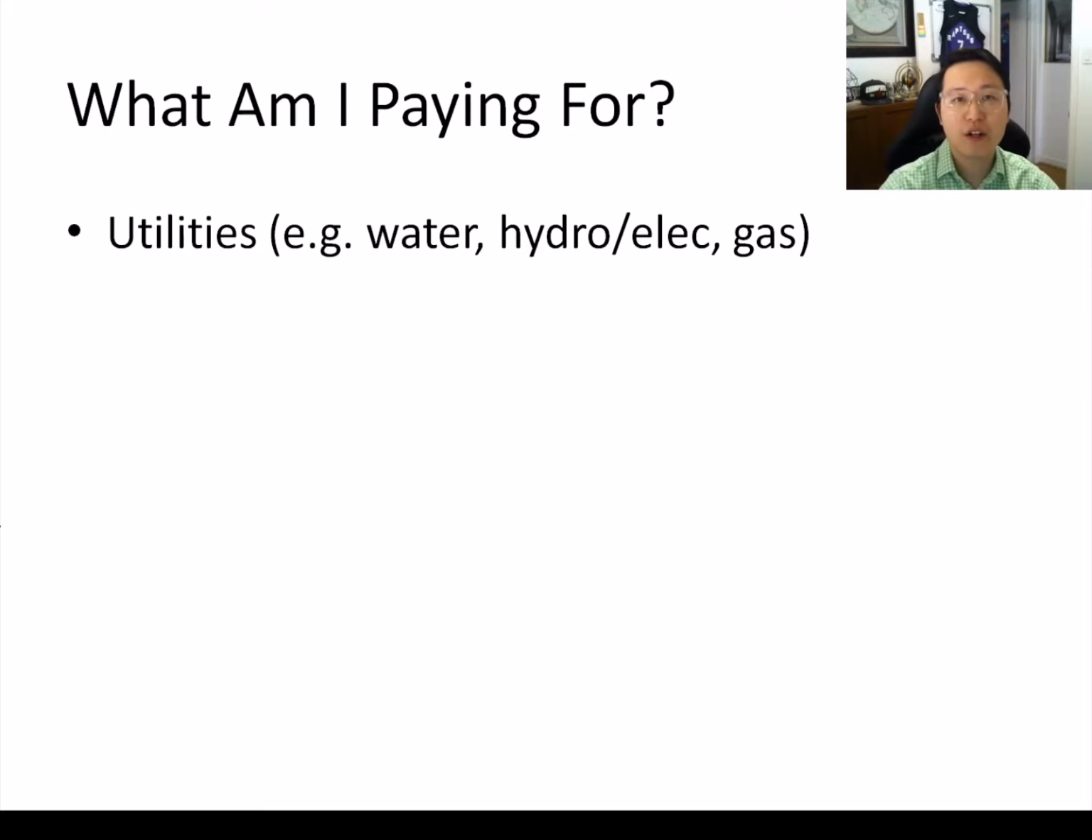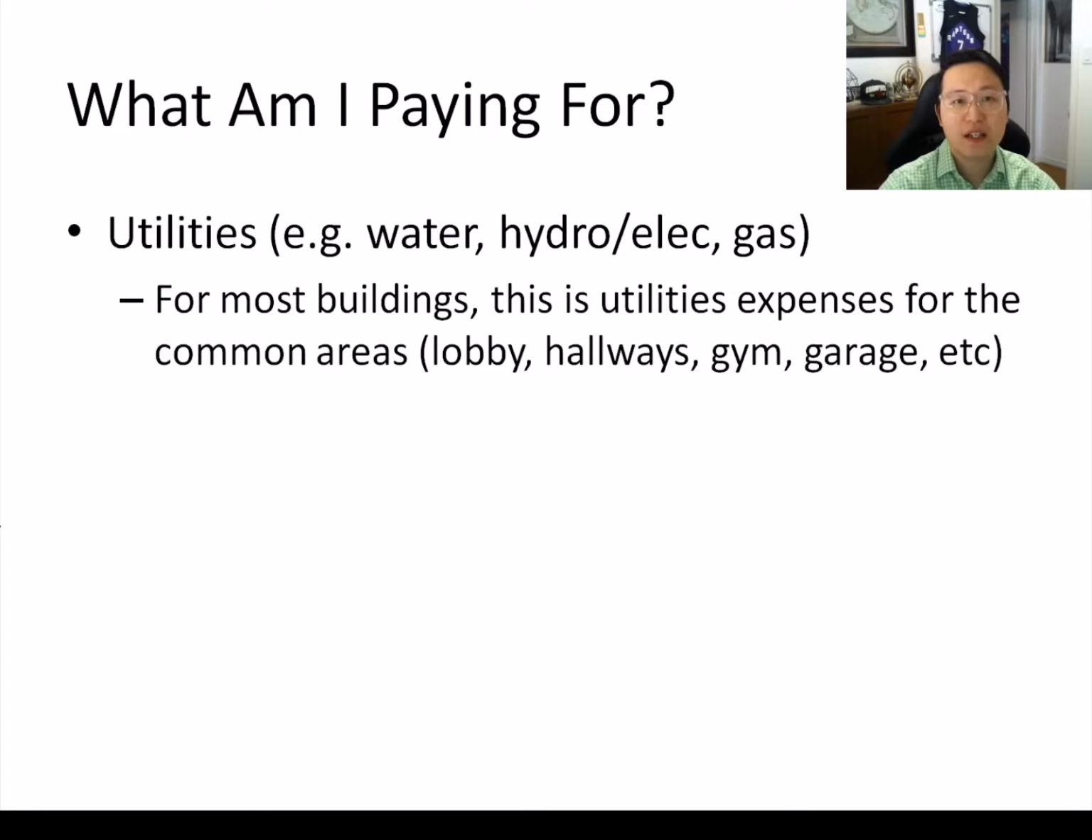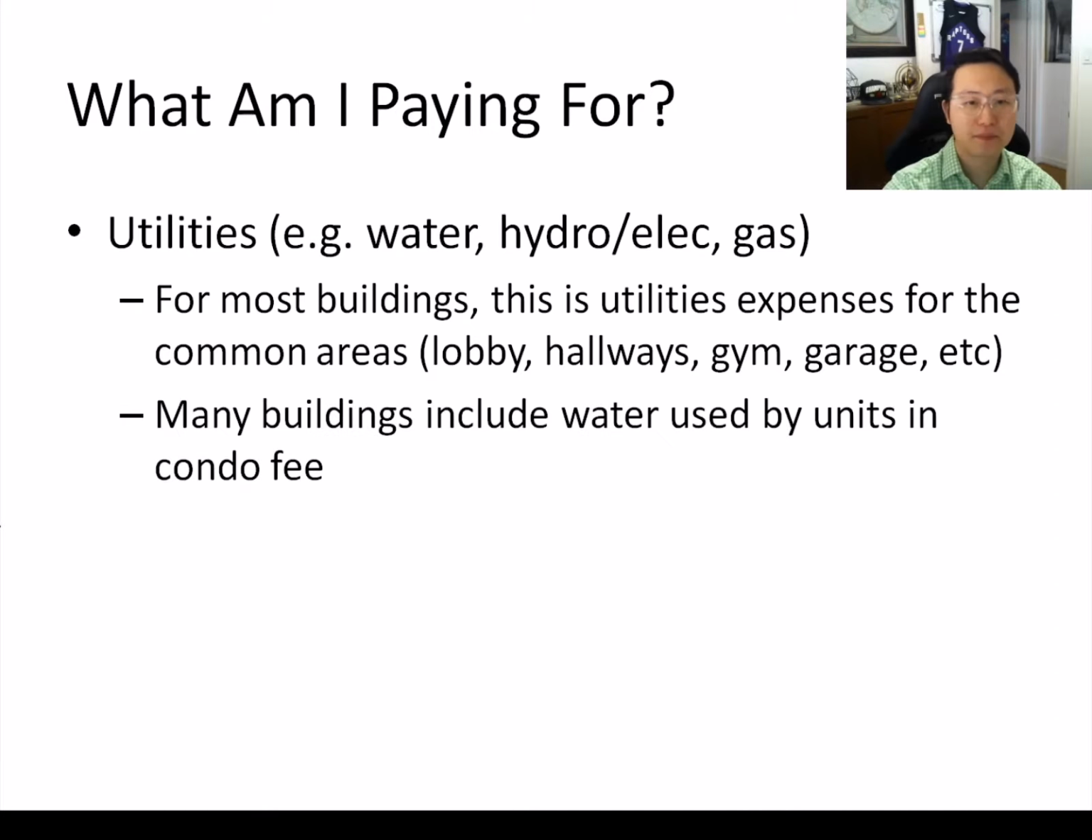The next thing that your condo fees will be covering are utilities. However, in most buildings, these fees for utilities are only for the common areas. So heating and electricity for the lighting of the lobby, the hallway, the gym, the garage. This is not usually specific to the unit utilities. They're for the building common areas.